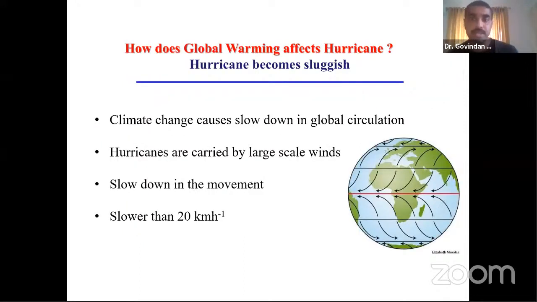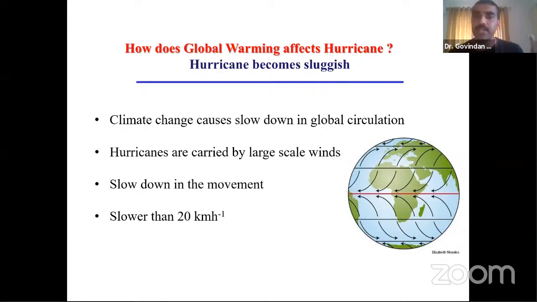Climate scientists have established that climate change causes a slowdown of global circulation. Here I'm talking about global circulation, not the circulation within the tropical cyclone. It is the wind which extends over 20,000 kilometers, the larger wind circulation, the global circulation.